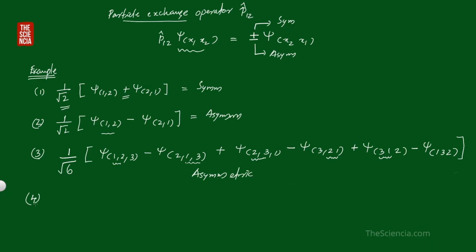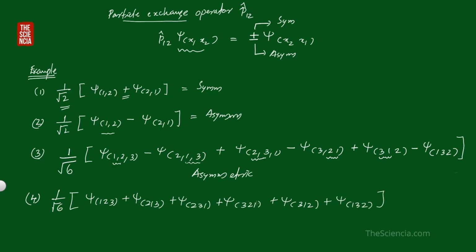One more example, that is 1 by root 6 times psi 1 2 3 plus psi 1 3 2 plus psi 2 3 1 plus psi 3 2 1 plus psi 3 1 2 plus psi 2 1 3. See, all are positive. So this is a symmetric wave function.